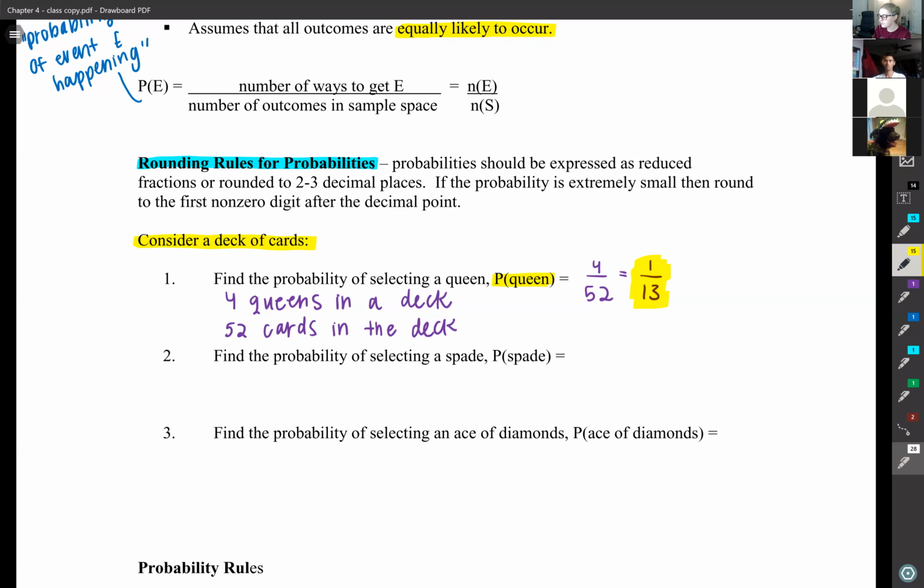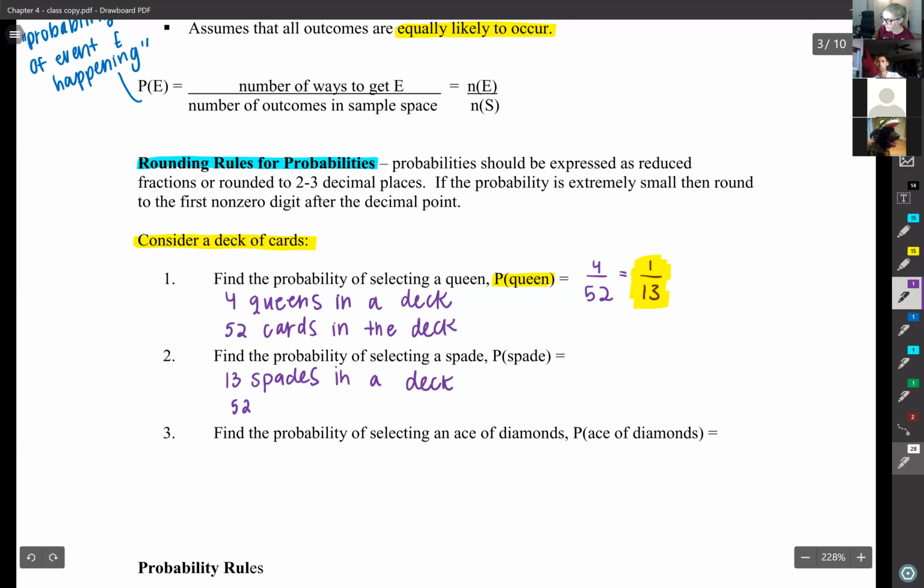Okay, let's do question 2. So this is the probability of selecting a spade. So P of spade. The first thing we need to ask ourselves is what's the number of ways that we can get a spade? So how many spades are in a deck of cards? 13. Thank you. There are 13 spades in a deck. And then just like the last one, there are 52 cards in the deck.